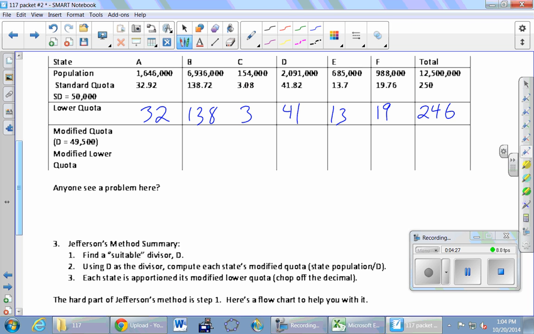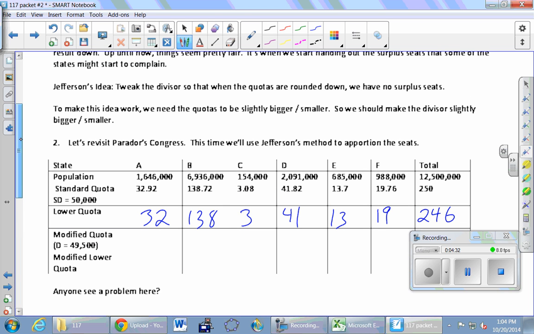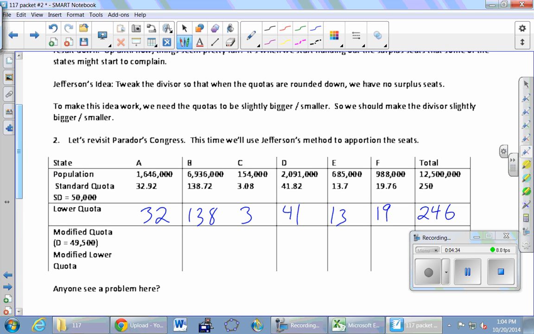So thinking about what? Here we go. So this is Jefferson's idea. Let's get a reader. Leah, could you read Jefferson's idea?